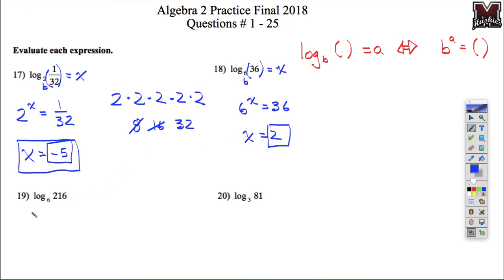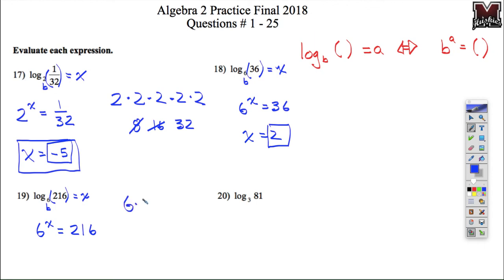Okay, coming down to number 19. Again, rewriting this. This is our b, this is our parentheses. We'll set this equal to x. So this means we're taking 6 to the power of x is equal to 216. Now we need to figure out how many times to multiply 6 to get to 216.